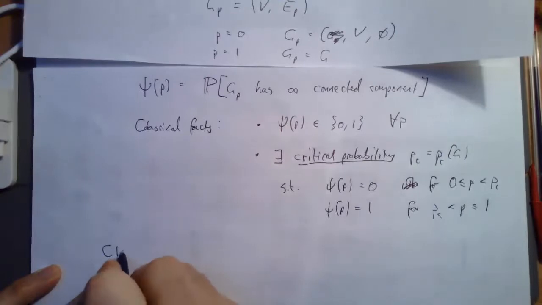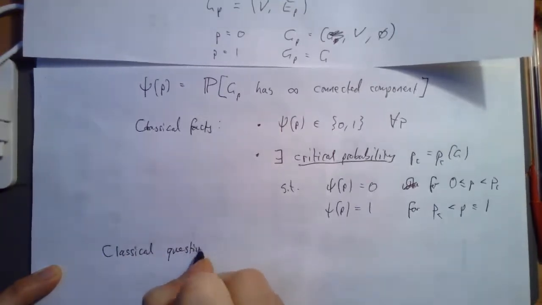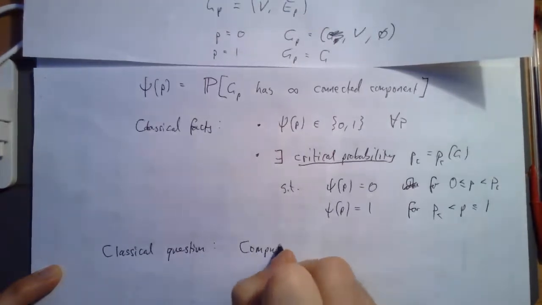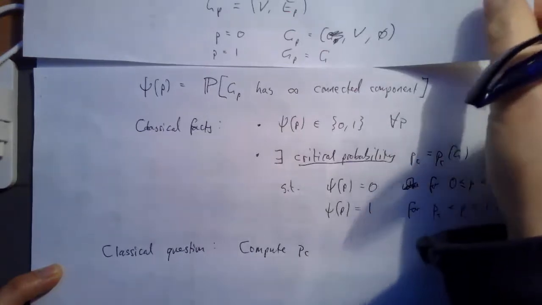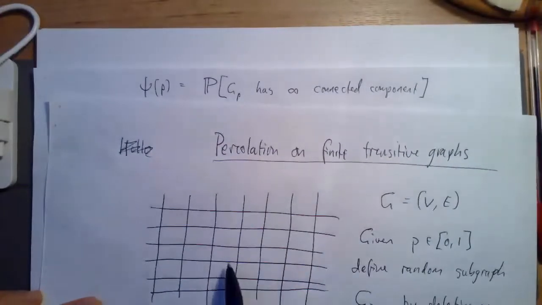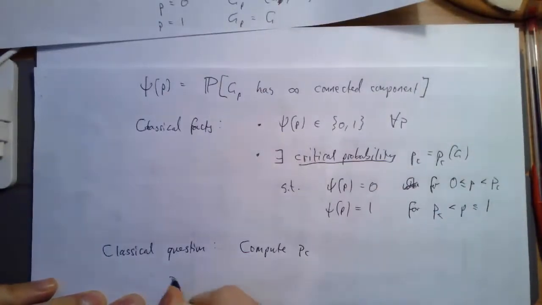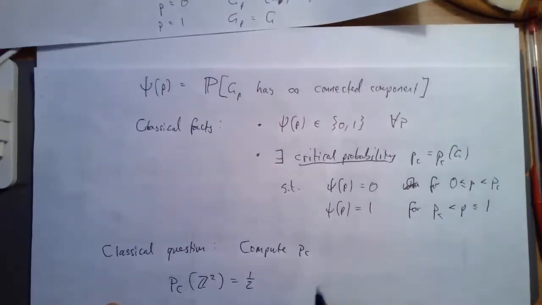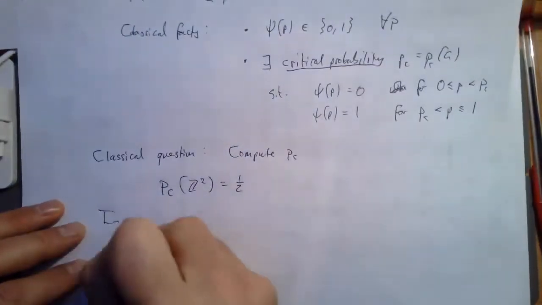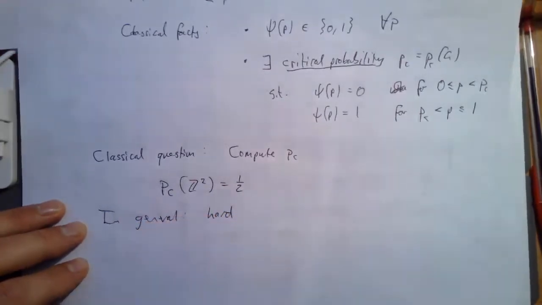So one, I guess, classical question is to try to compute this critical probability for whatever graph you're looking at. It is known for a few graphs. So for example, this two-dimensional grid that I drew before, which I'm going to call Z squared, it is known that the critical probability is half. So p_c of Z squared is a half. That's due to Harris and Kesten. But in general, computing these critical probabilities for given graphs is not easy. So in general, this is hard to do.